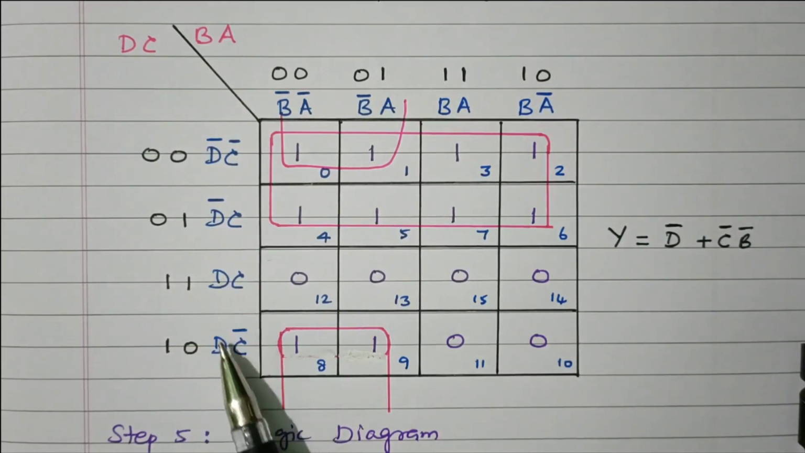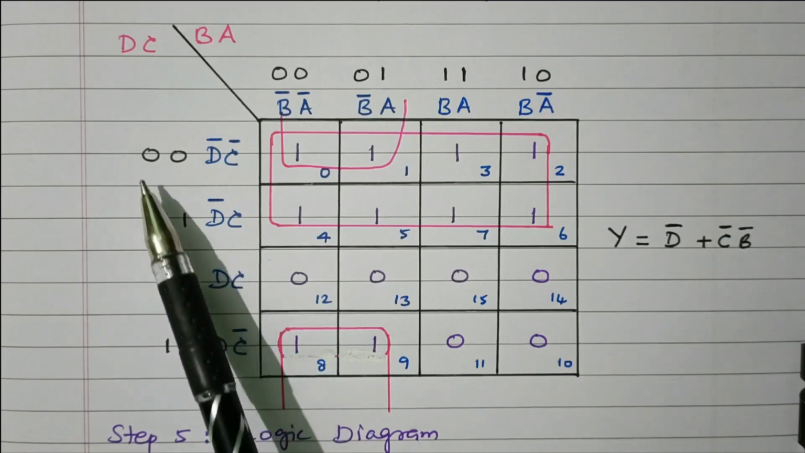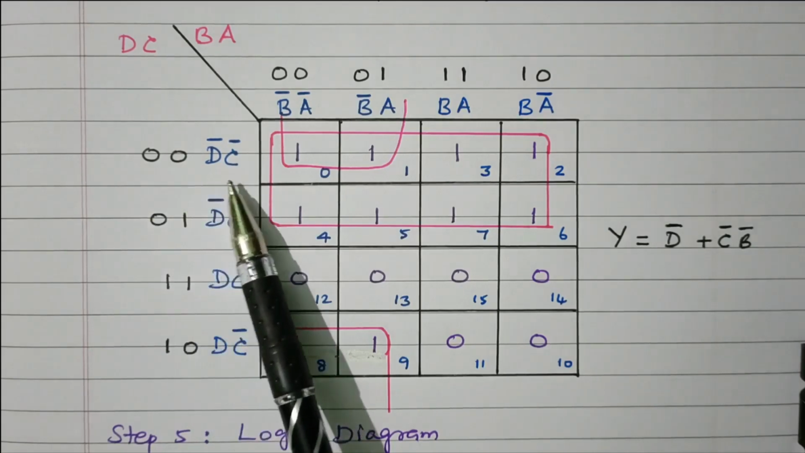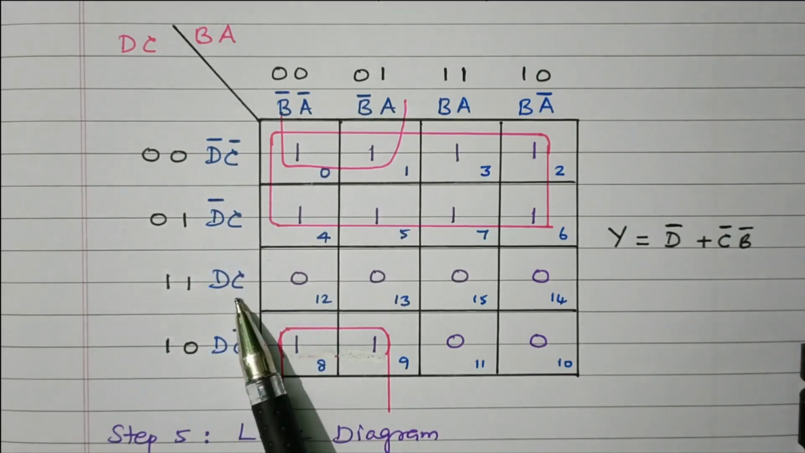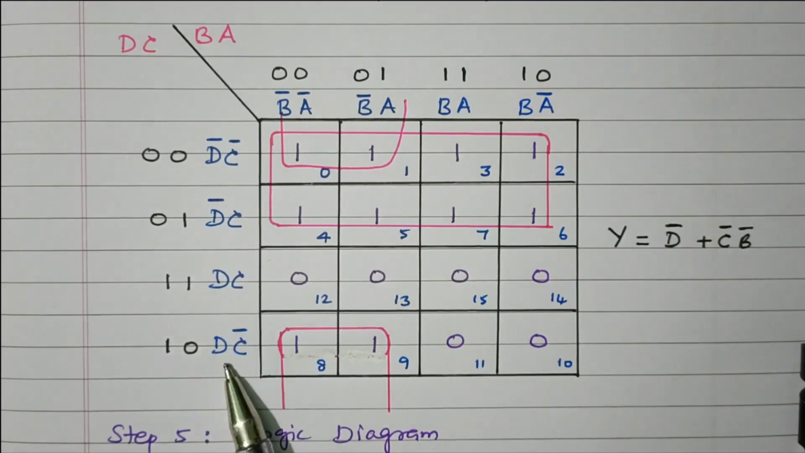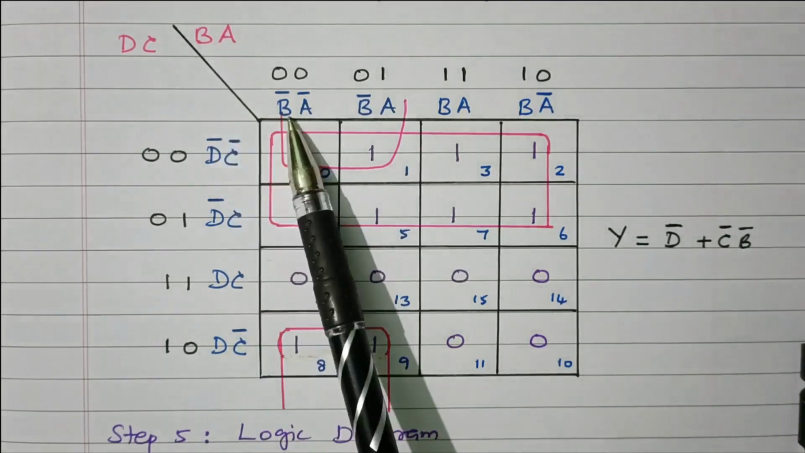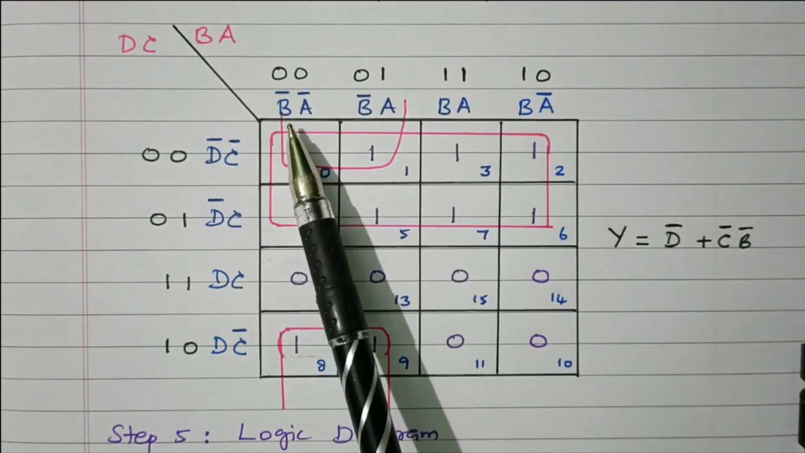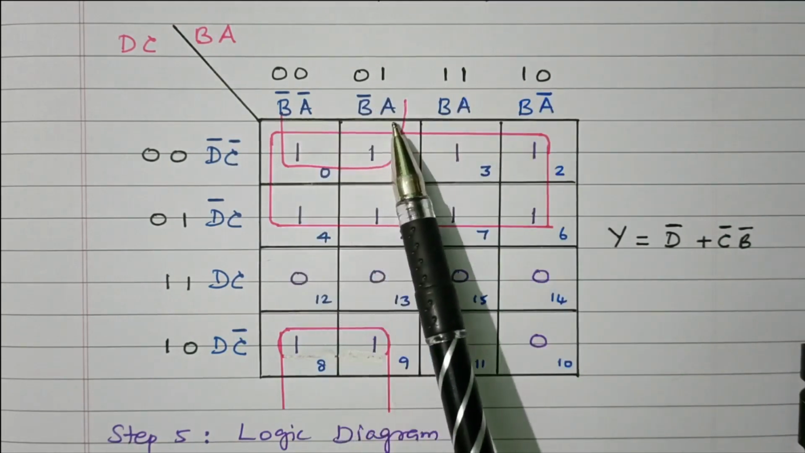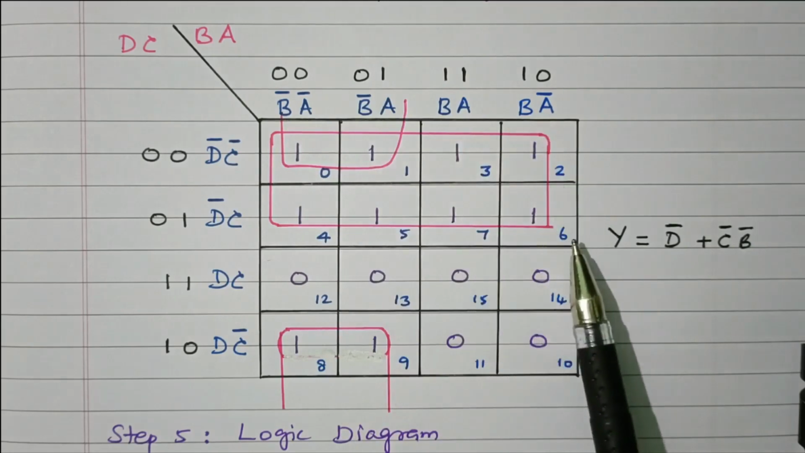There is an interchange between the third row and fourth row. 00 means D bar C bar. 01 means D bar C. 11 means DC. 10 means D C bar. Similarly, BA is 2 variables, 4 combinations: 00, 01, 11, 10. So B bar A bar, B bar A, BA, BA bar, right?